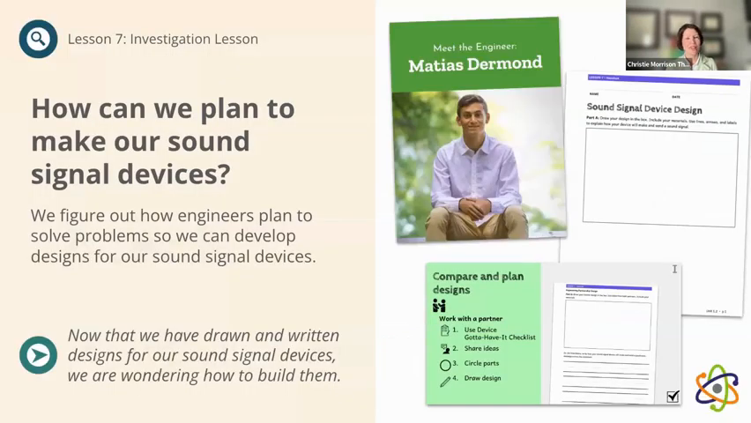So in Lesson 7's investigation lesson, we use our experiences from our investigations in Lesson Set 1 to figure out that we need to make a plan to help us make our sound signal devices. We use a book to find out how an engineering team, including the engineer Matthias Dermond, makes plans to solve their engineering problem. We learn they do this by gathering information and making designs.